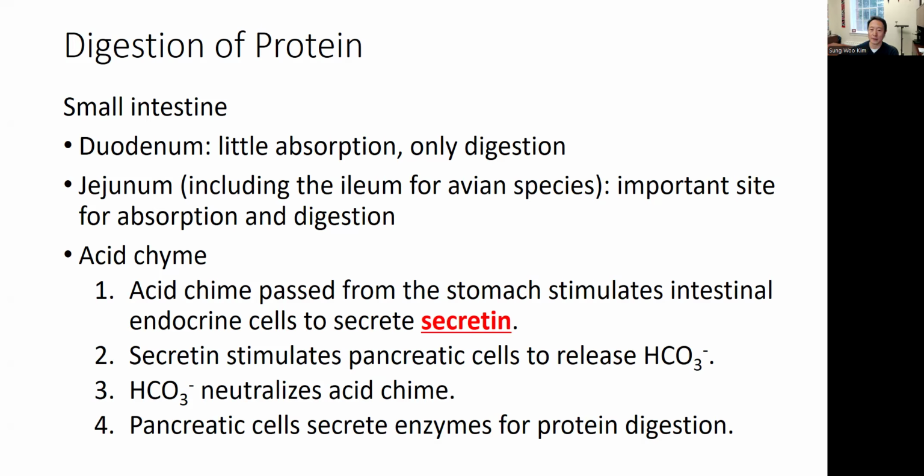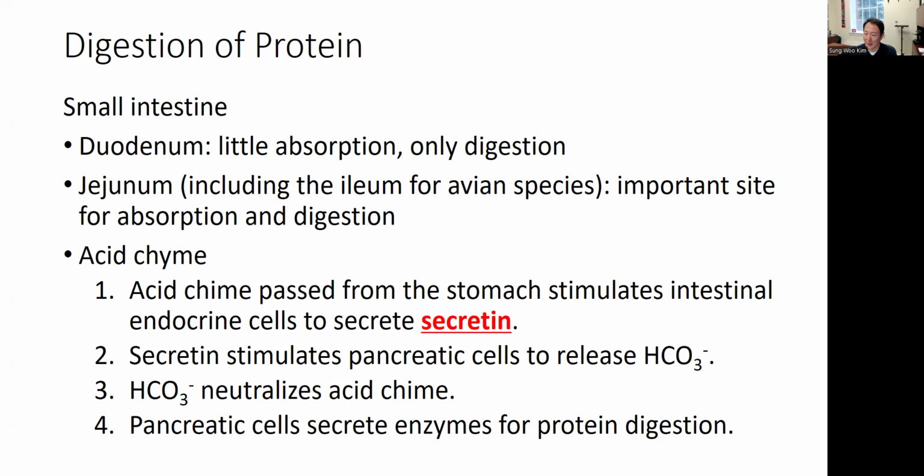Okay. There's no significant nutrient absorption really happening here, except for the basic units of nutrients such as free amino acids and glucose and so on. Now moving to the jejunum, and the jejunum is the major site for digestion and absorption. And the ileum is not important for nutrient digestion and absorption in the case of mammals.